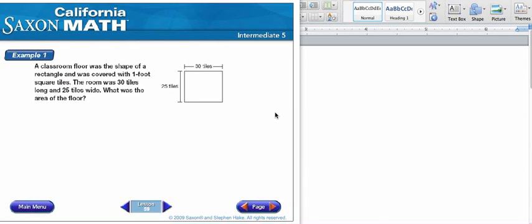Hi everybody, today we're going to talk about lesson 59, area of a rectangle.